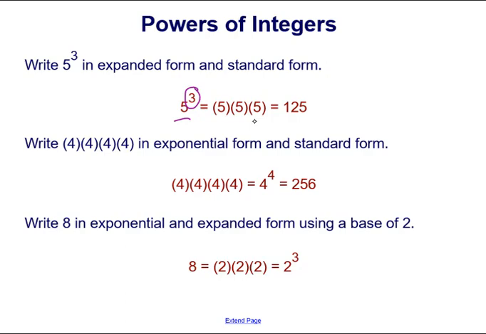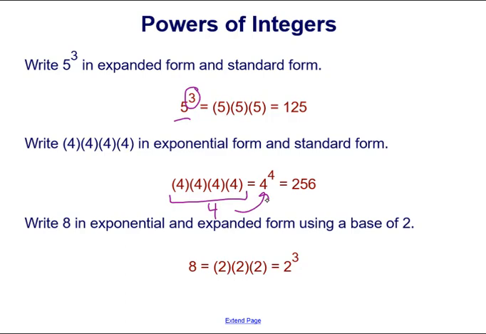For the second example, we have 4 times 4 times 4 times 4, that's expanded form. We have that base multiplied. Well, how many times is that base of 4 multiplied? Well, it's multiplied 4 times. So for exponential form, we have a base of 4 multiplied 4 times, so that will give us 4 to the 4th in our exponential form. And then if we find the product of 4 times 4 times 4 times 4, that will give us standard form, which in this case is 256.